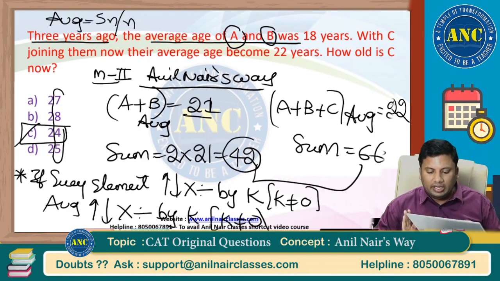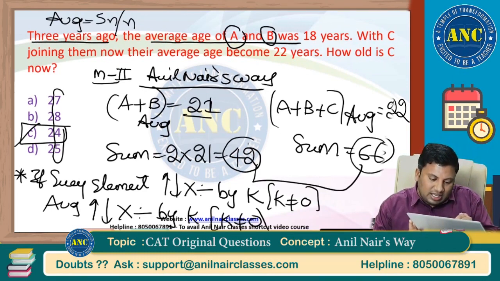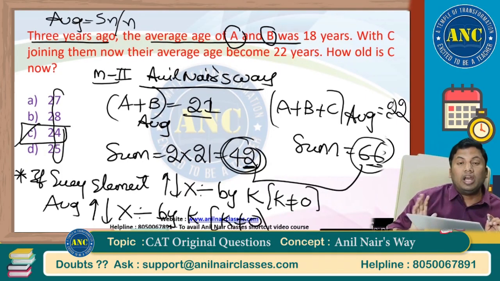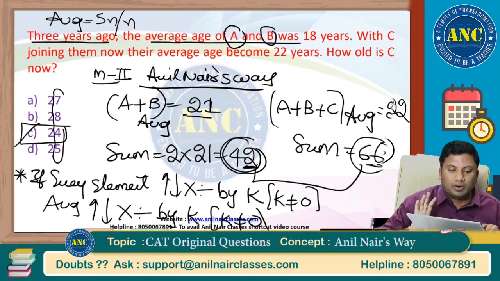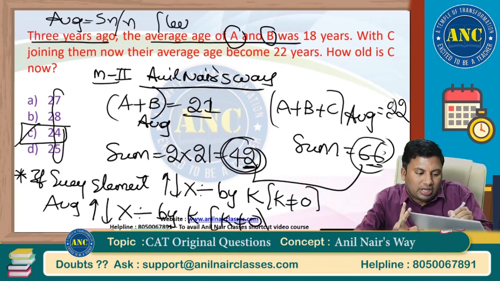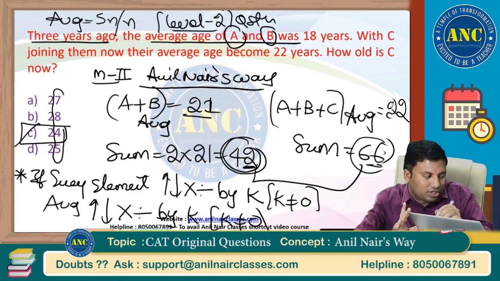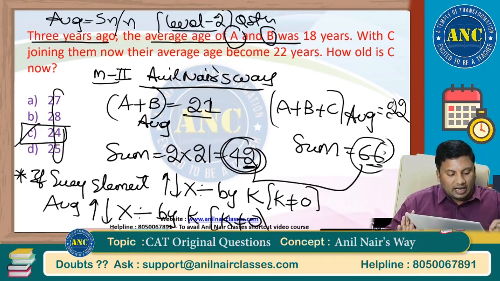C has joined right now, so there are 3 people. Average is 22, so 66 minus 42. 6 minus 2 is 4. All the answer options have different unit digits. Answer is 24. Relatively, a level 2 question, if you know the concept. Original CAT replica question number 1. I hope it is clear.